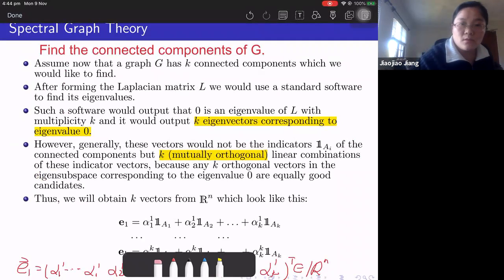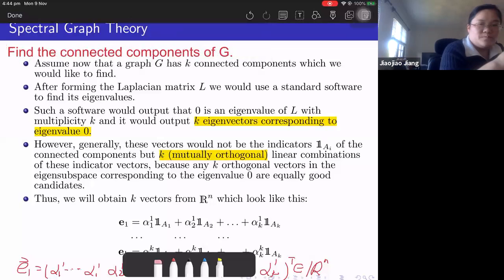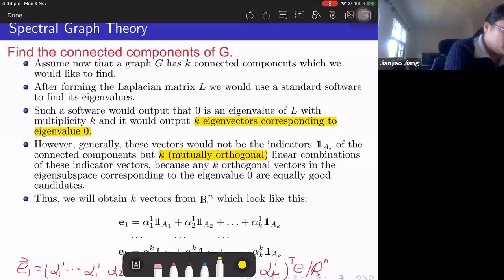All right, okay, let's move on. And then according to the above theorem about the eigenvectors corresponding to the eigenvalue 0, we can use this theorem to find connected components of graph G. How do we find connected components? All right, let's talk about this points one by one. Assume now we have a graph G which has k connected components, and we would like to find all of the connected components of G.